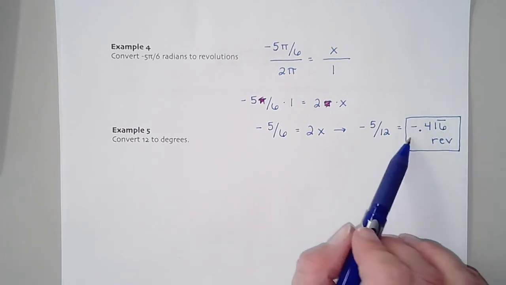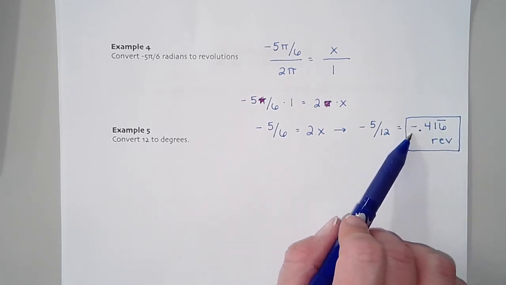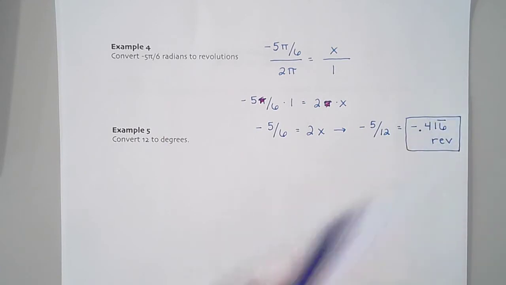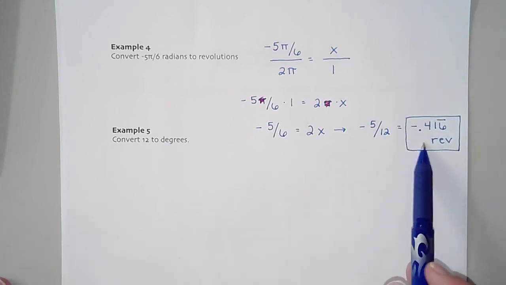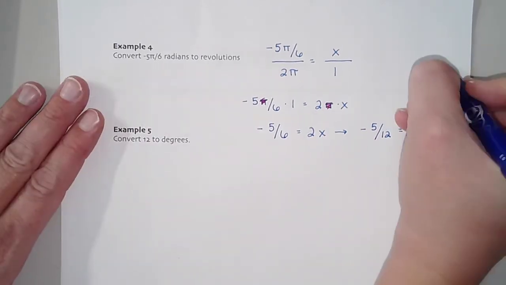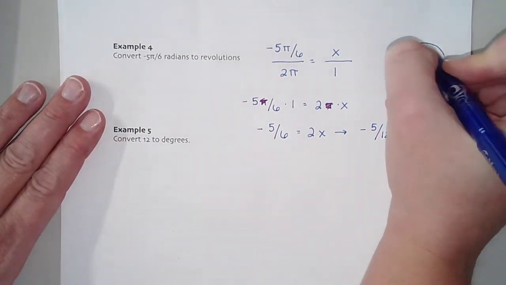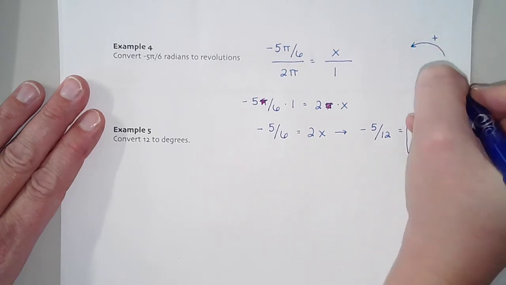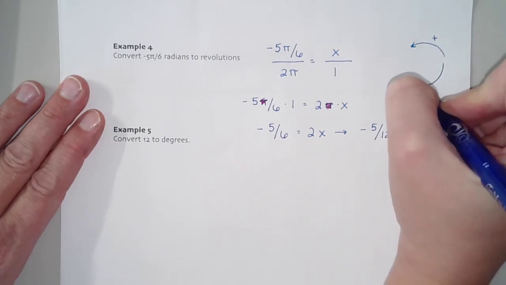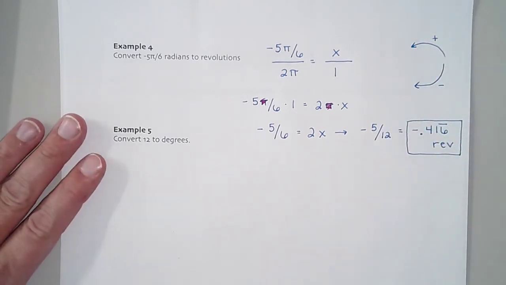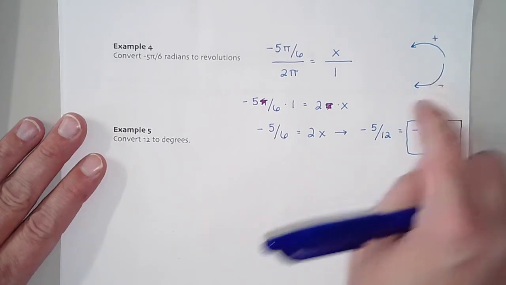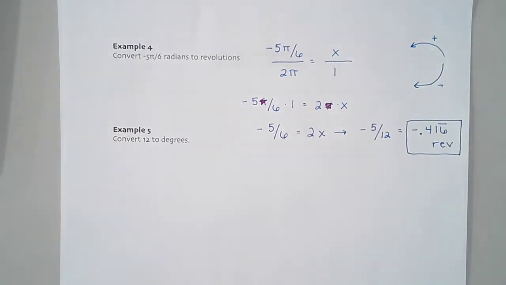Now, does it bother you that we've got a negative revolution here? It really shouldn't, and I'm okay with you just saying that your answer is a negative revolution. In the land of revolutions, positive revolutions mean you're going counterclockwise, so this is positive. Negative revolutions just means you're turning in this direction. And that's the same as when we get to talking about the unit circle, the way that negative angles work versus positive angles. Okay?